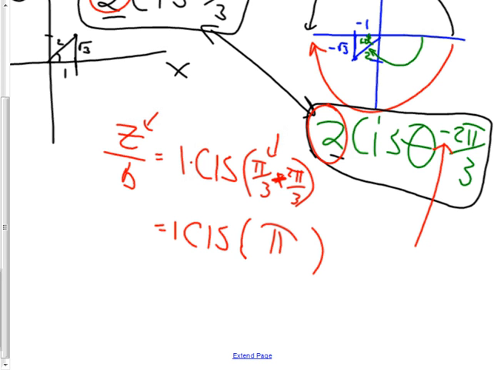All right. So our answer on that one, when we divided, was we divided their moduluses and we subtracted their angles, which in this case, subtracting a negative, made us add. Now I want to show you someplace where that happens also. Log x, y.